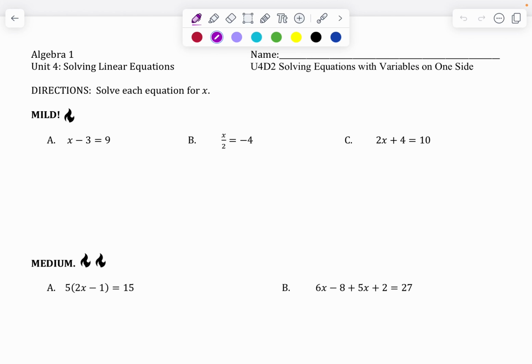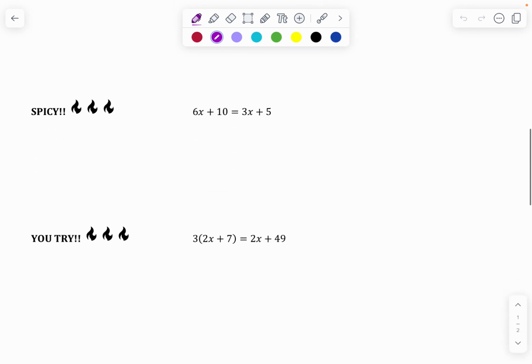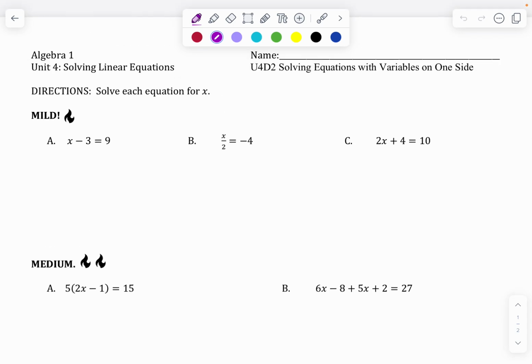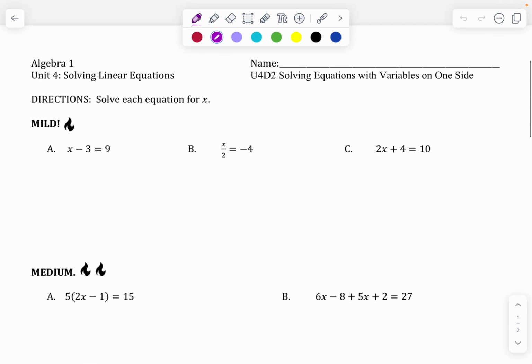I've divided it into a mild, medium, and spicy kind of situation, and then you're going to try one on your own, and hopefully you will figure out that as we do these problems, they're actually all mild. The goal is to get from these crazy looking problems where there's stuff everywhere into the more simple stuff. So I'm just going to walk you through the first couple problems, so take notes as best as you can, but remember, the goal here is to get x alone.